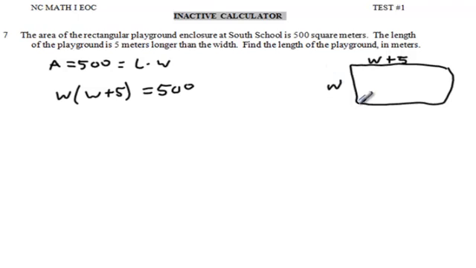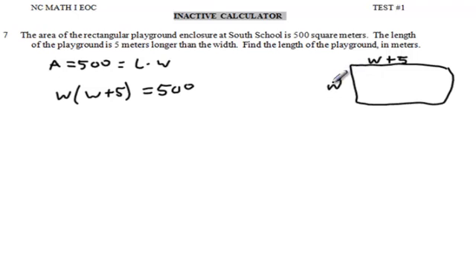So basically what we're looking for here is, there are two solutions to this one. Either you do it mentally or you do it algebraically. Let's think about mentally first. You need to multiply two numbers, W times W plus 5, and the difference between them is 5.